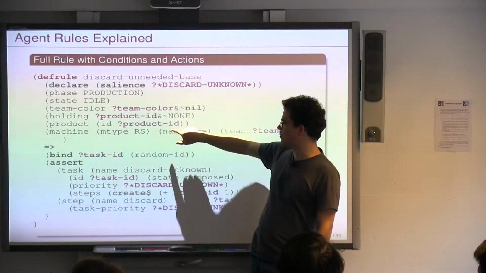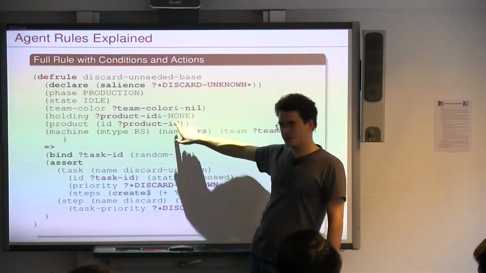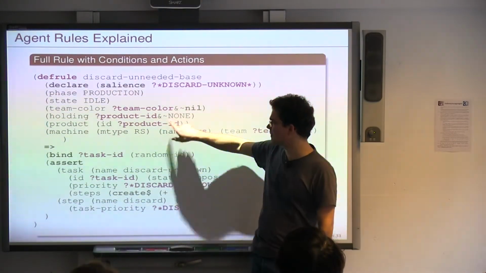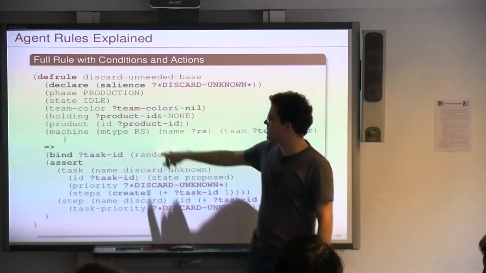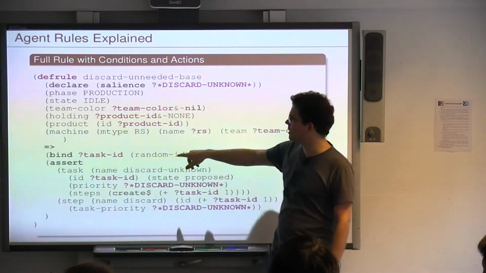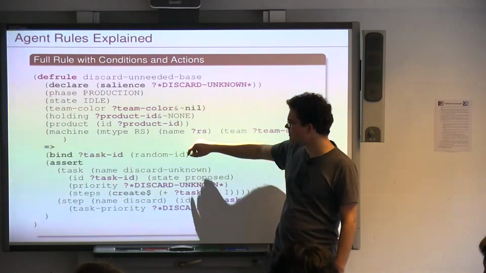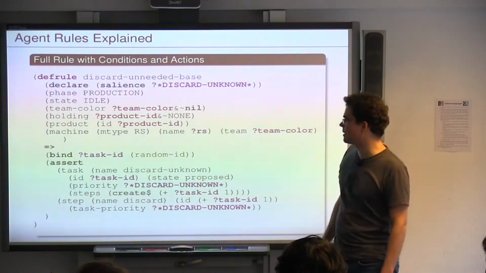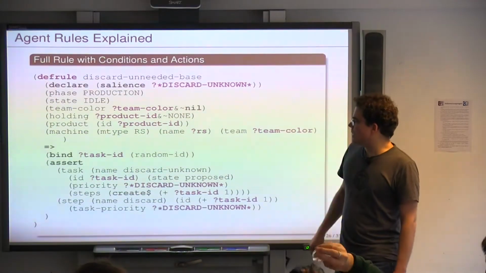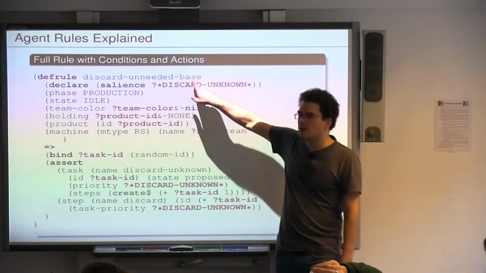We make sure that we are not holding no product, so this is not none, and this is a normal AND relation. So we save the ID of the product we are holding, and we don't want it to be none. Then we are matching here the product with the product ID, so we get the product, and then we are actually trying what the fact says.